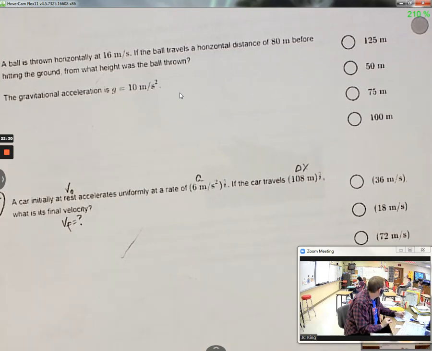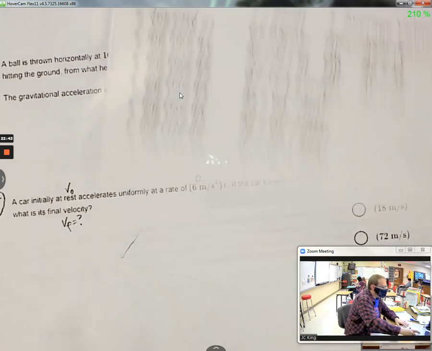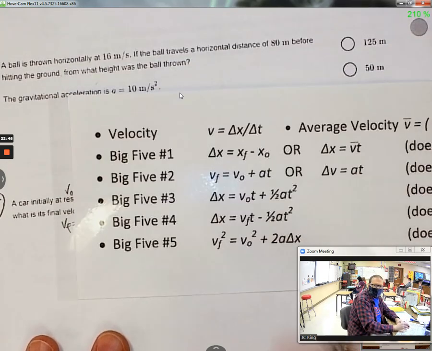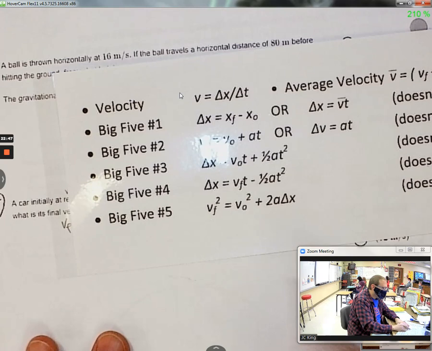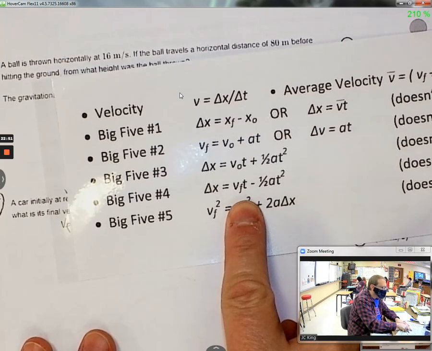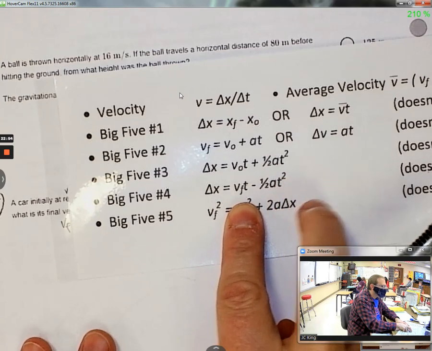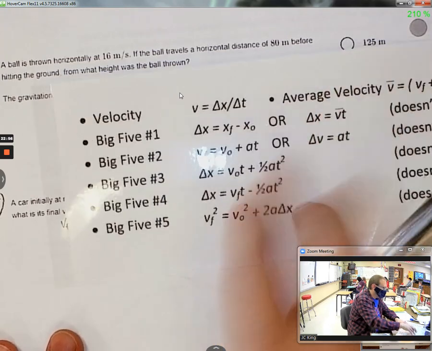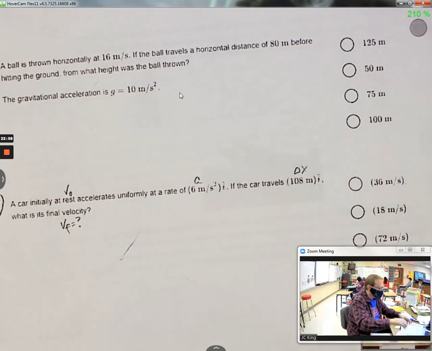Why do I vaguely remember doing this? Because we've kind of done something a lot like this. Check it: vf squared equals vo squared plus 2a delta x. If vo is 0, then you can get rid of it and just say vf squared equals 2a delta x. So you do 2 times acceleration times distance, and then take the square root. I'm not going to do the rest of it for you. I just told you how to do it. Let's look at 14.